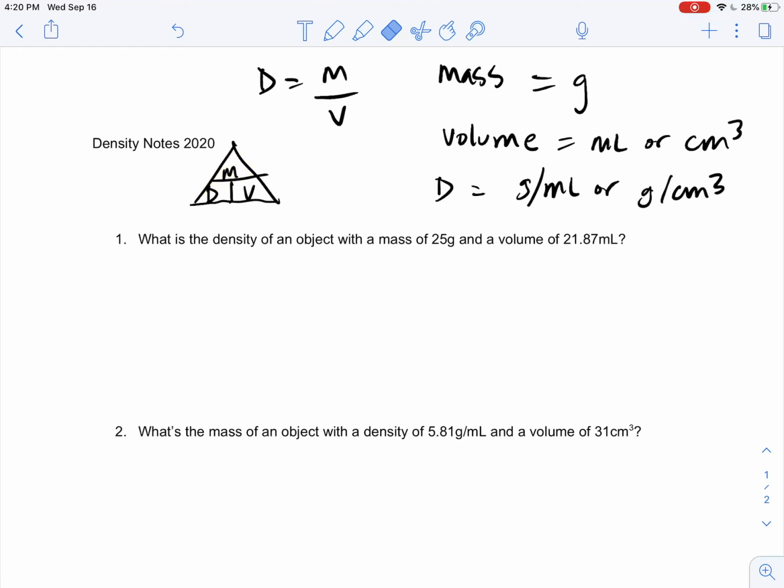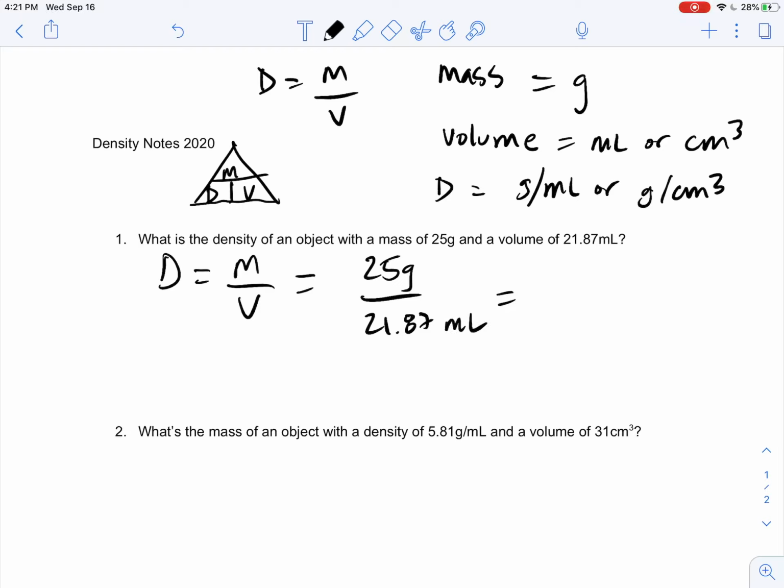All right, let's get the first problem. It says, what's the density of an object with a mass of 25 grams and a volume of 21.87 milliliters? Pretty simple setup. It's given to you very easily. My high school teachers would have called this a plug and chug, where you just shove the numbers into your calculator and it spits out the answer. So density equals mass over volume. That's what we're looking for in this problem. The mass of this object is 25 grams. The volume is 21.87 milliliters. Divide the two numbers. 25 divided by 21.87, and I end up with 1.14.